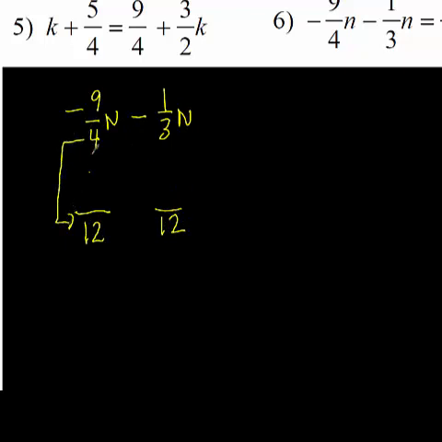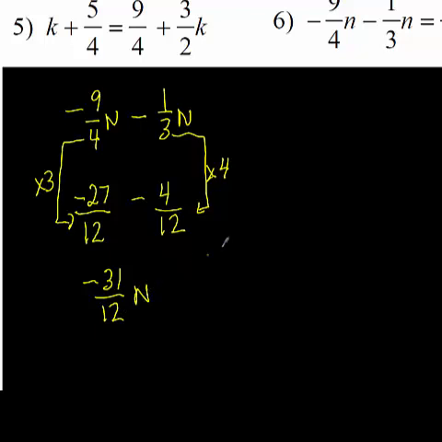In order to get the 4 up to a 12, I would have to multiply by 3. So negative 9 times 3 would be negative 27. And getting the 3 up to a 12, I'd have to multiply by 4, so negative 1 times 4 would give me negative 4. So negative 27 minus 4 gives me negative 31 over 12 n. And then we've got the rest of the equation, 7/4 n plus 39 over 5.